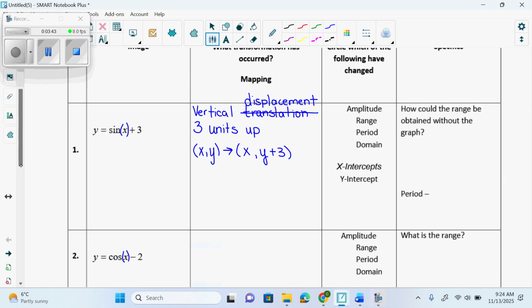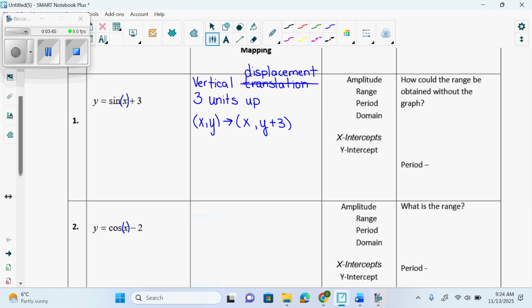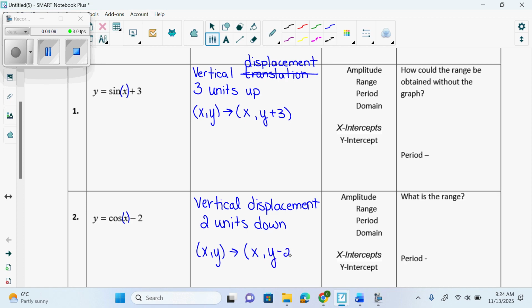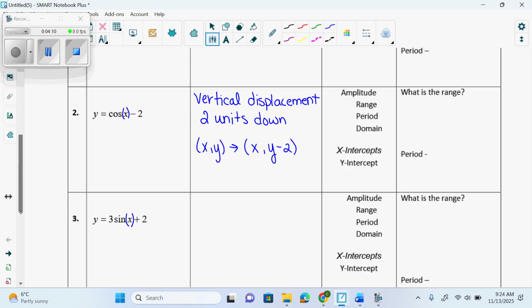Okay, so this one is a vertical displacement. Two units down. And words and mapping are the same. Actually, y is always the same. So it's going to be to move it 2 down. I have to take all my y values and subtract 2 from them. That's how I move them down.